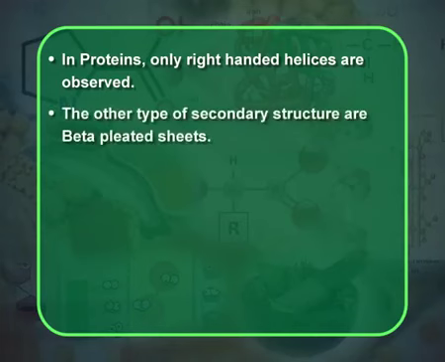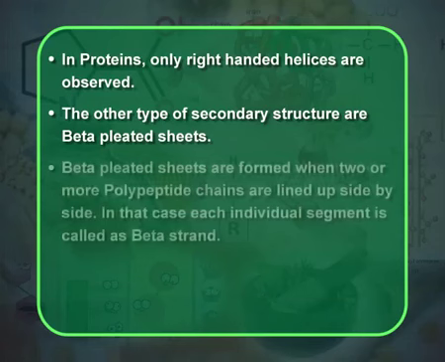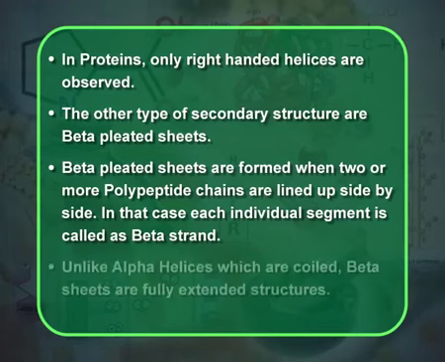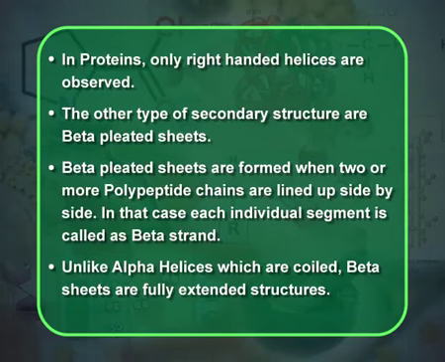The other type of secondary structures are the beta-pleated sheets. Beta-pleated sheets are formed when two or more polypeptide chains are lined up side by side. In that case, each individual segment is known as the beta strand. Unlike the alpha helices, which are coiled, beta strands are fully extended structures.